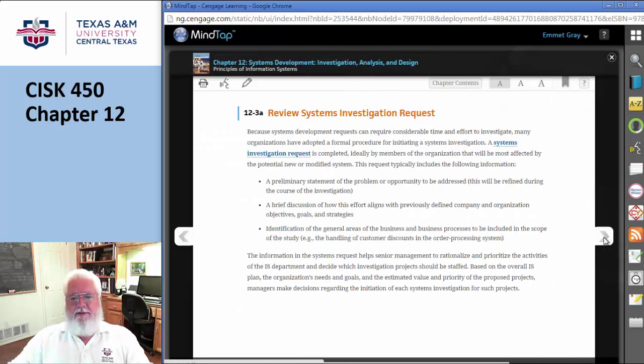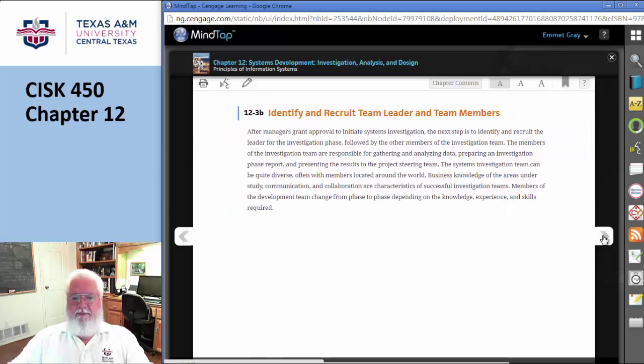There's a technique that says, okay, here's the request: a preliminary statement of the problem or opportunity, and briefly discuss how this effort aligns with the previously defined goals. This is important. If you had this on a form where you force them to talk about problems or opportunities, show alignment, and identify the scope of this thing, then you're finally going to get someplace.